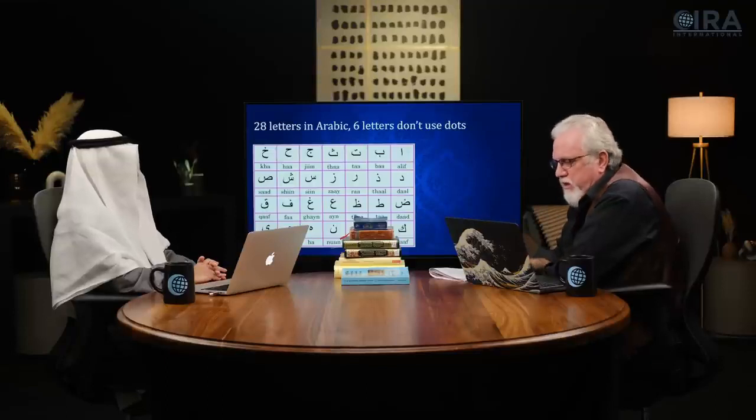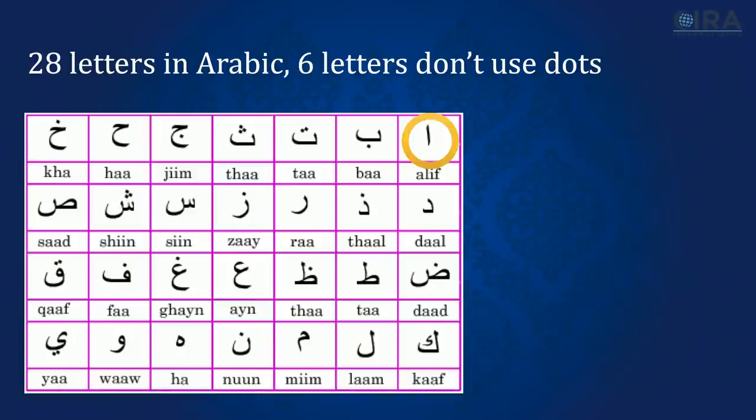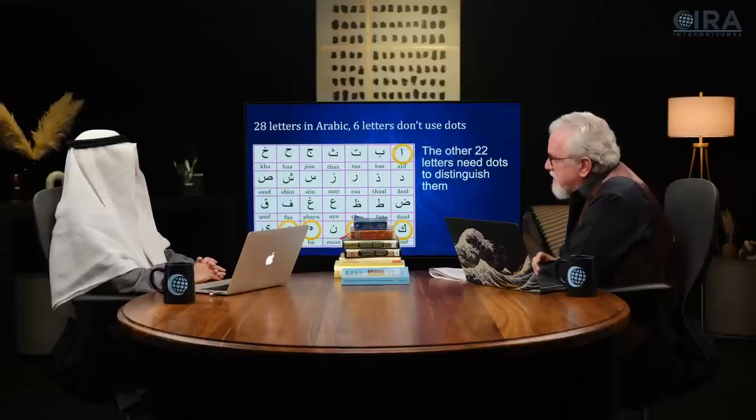Okay, there are 6 letters, however, that don't use dots. Let me just point them out to you. As I do, I want you to read each one. So the first one is that one there. What's that? That's Aleph, the ah sound, right? What's this one down here? Kaf. What's this one here? Lam. What's this one? Mim. What's this one? Ha. And this one? Wow. Okay, so those are the 6. You notice there are no dots with any of them. Correct. Of the other 22, you have to have dots.